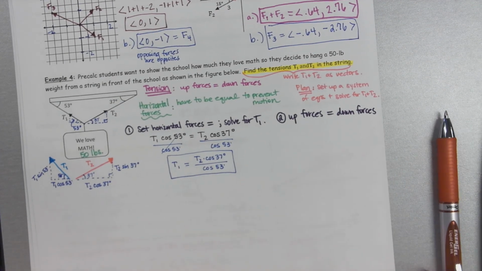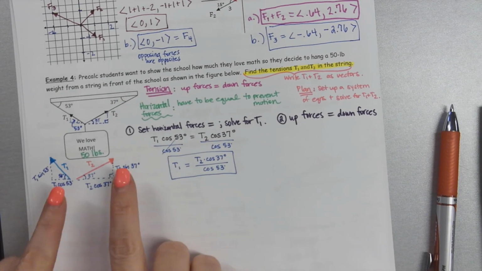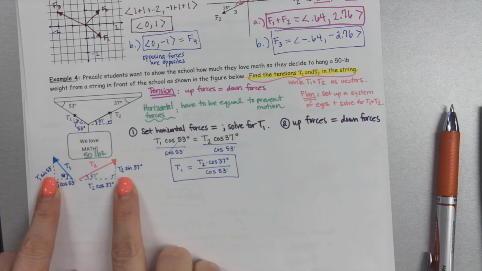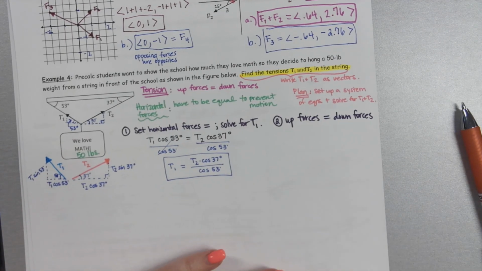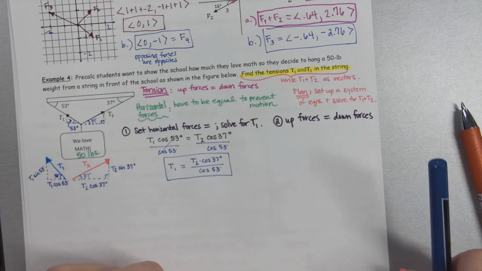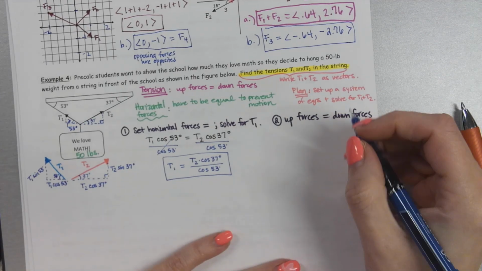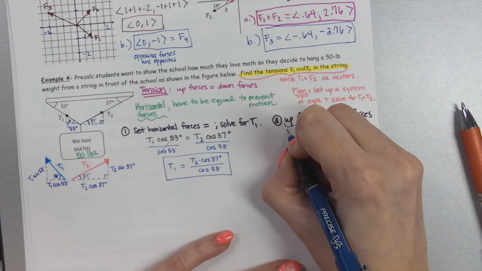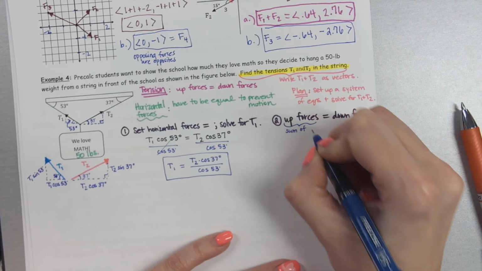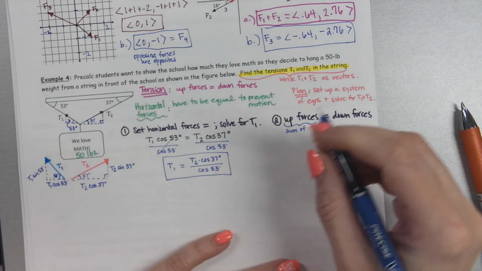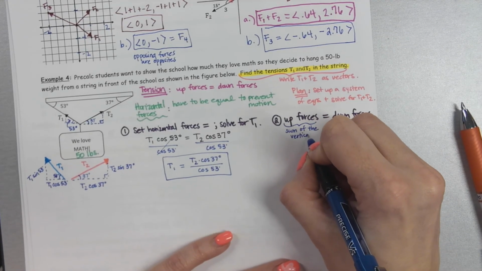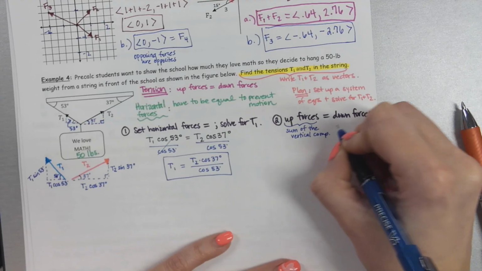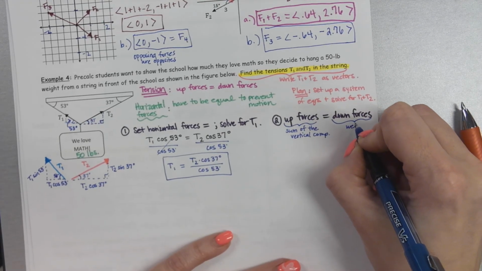That's what's pulling down. What's holding the sign up? Yep, and the up force is going to be the vertical components. Okay, so it's these two components that are holding it up. So let's write down what those are so we can always plug something in. So the up forces are the sum of the vertical components. The down force is going to be the weight.